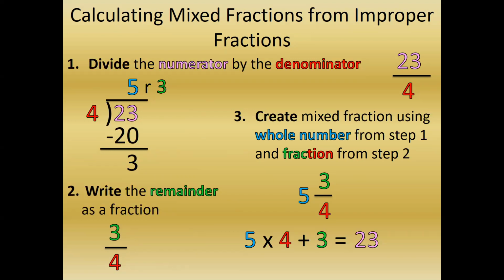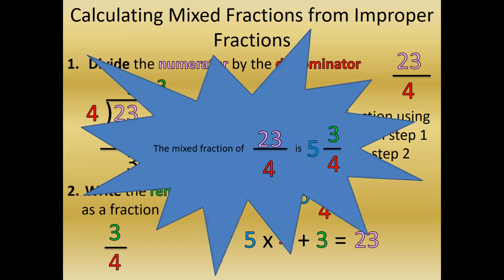So 23 is the same as what our numerator was in the improper fraction. So that means that our mixed fraction of 23 over 4 is 5 3/4, because we have 5 groups of 4 plus 3 left over.